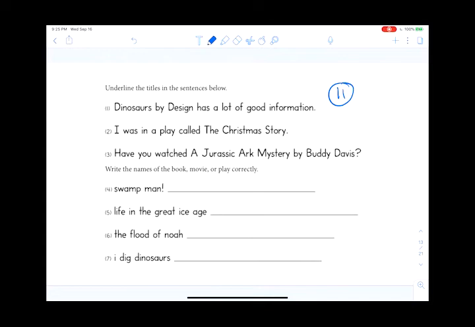Dinosaurs by Design has a lot of good information. That is the title. I was in a play called The Christmas Story. Have you watched a Jurassic Ark mystery by Buddy Davis? Next, write the names of the book, movie, or play correctly. Take some time to pause this video and finish the exercise.